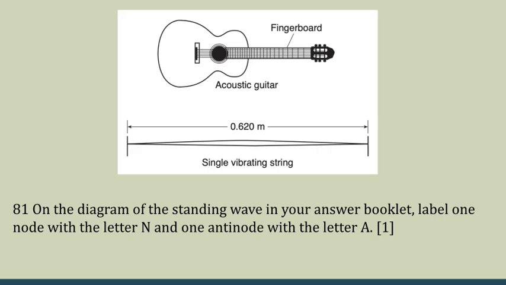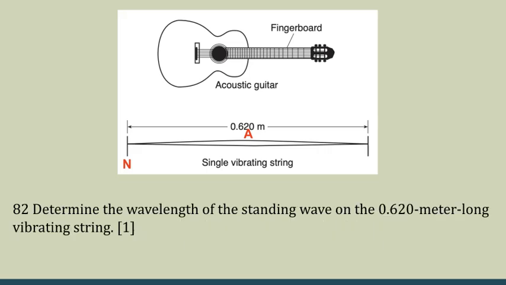Alright, so let's move back to the problem. For question 81, it says, on the diagram of the standing wave in your answer booklet, label one node with the letter N and one antinode with the letter A. Basically, the node is any place those two lines overlap, so here or here would be my node, and then antinodes are in the middle. So aim as close to the middle of this diagram as you can. I would write A, and then here I would write N. Again, of course, you could also put that here. That would be fine.